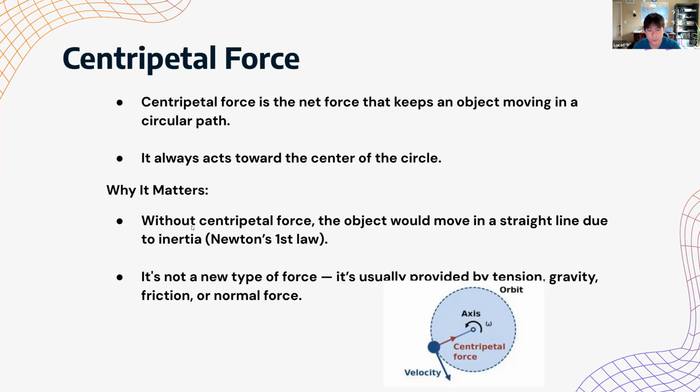Without centripetal force, the object would move in a straight line due to inertia. It's not a new type of force. It's usually provided by tension, gravity, friction, or normal force. We just call it centripetal force, but it's whatever force is pushing an object towards the center of the circle. In this case, if you're swinging something on a rope, the rope tension is providing the centripetal force.